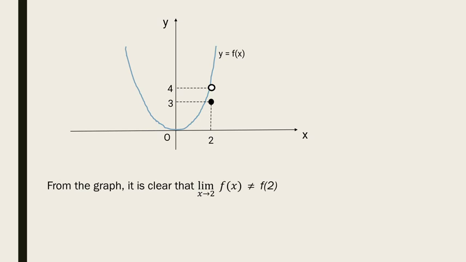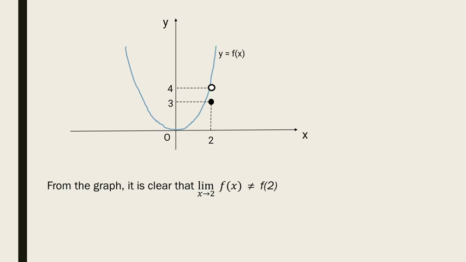Okay. And also what is the function value at 2? 3. So this black dot denotes the point (2, 3). That is, when x is equal to 2, the function value is 3. But when x is approaching 2, the function value is tending to what? 4. So the limit of the function is different from the value of the function. So the function has isolated type discontinuity.